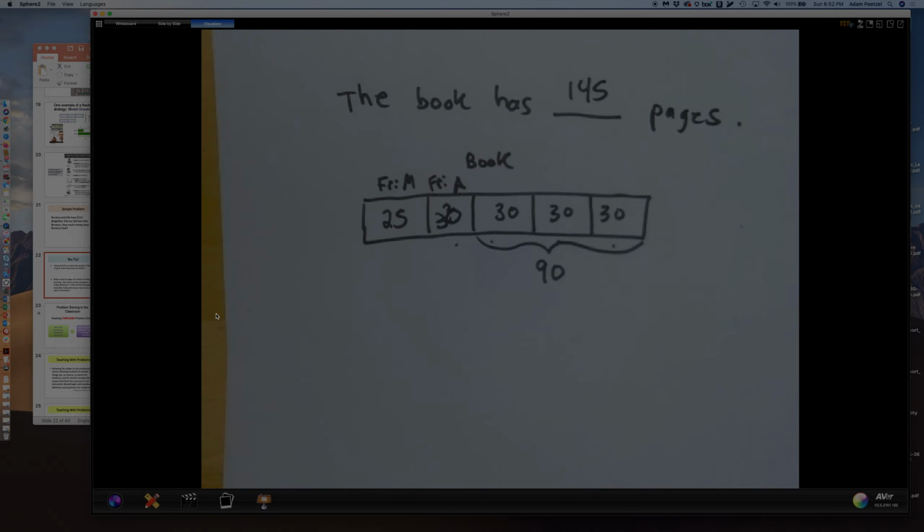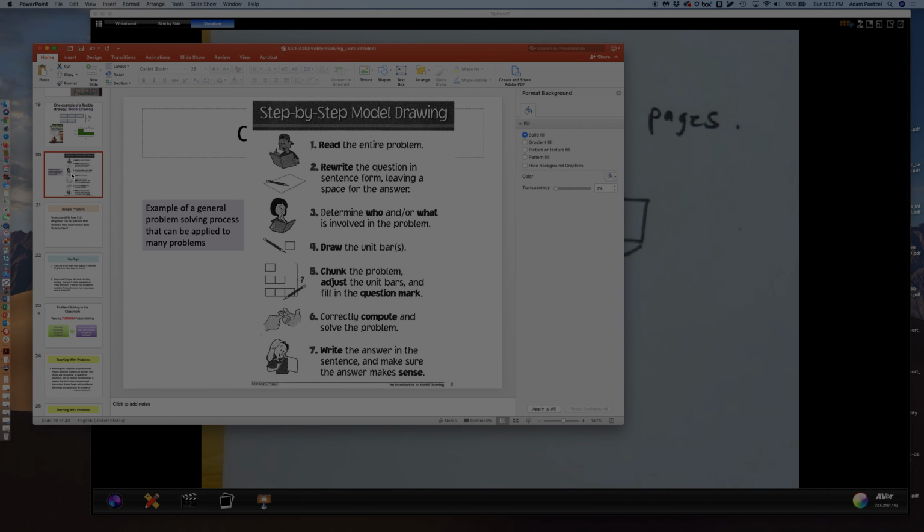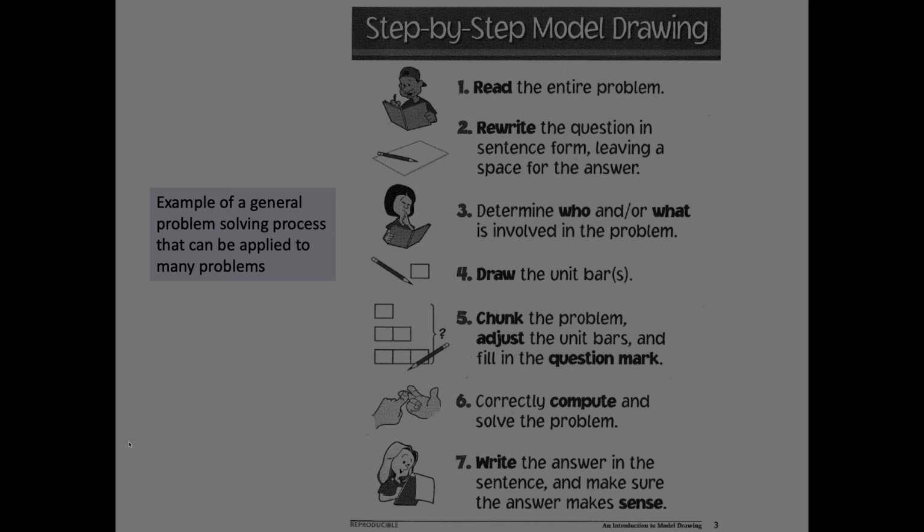And so again, this is something we'll play around with in class from time to time, but I just wanted to show a general problem-solving strategy called model drawing, a general strategy that can be used across many different content areas. And a homework is coming up to try a few of those with your group.